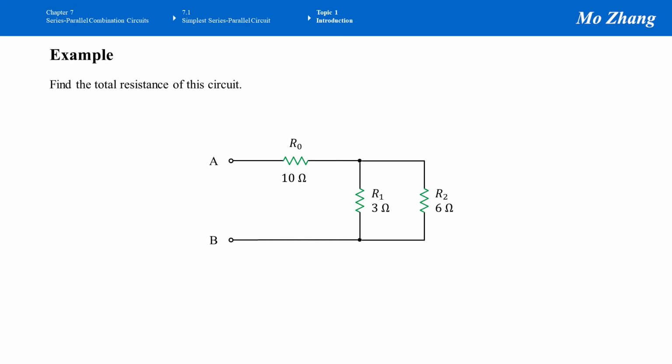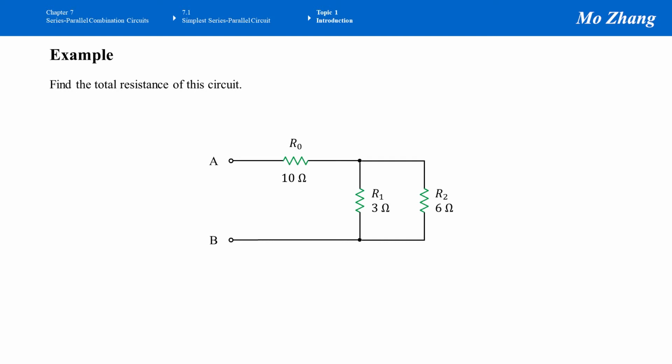Let's work on some examples to reinforce the learning. We have the circuit here. The circuit is a simple circuit that has 3 resistors. The resistor that connects to the terminal A directly is the main branch resistor, and that is 10 ohm. The 2 resistors in 2 parallel branches, R1 and R2, equal 3 ohm and 6 ohm.